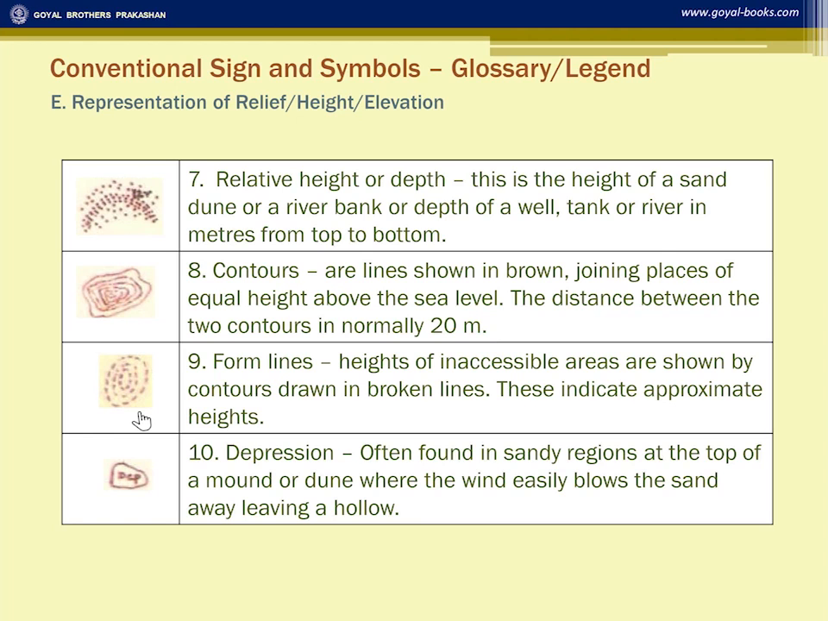Then there is depression. It is often found in the sandy regions at the top of a mound or a dune where the wind easily blows the sand away, leaving a hollow. In fact, this is not at all difficult to find because DEP is written within that hollow in the survey sheet. It is printed as it is.